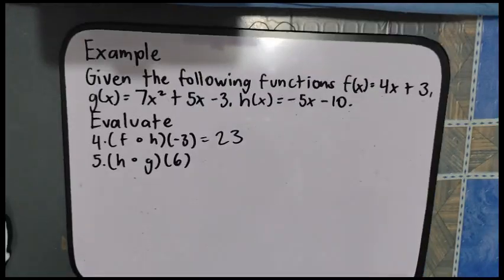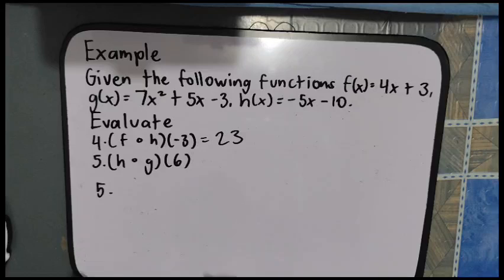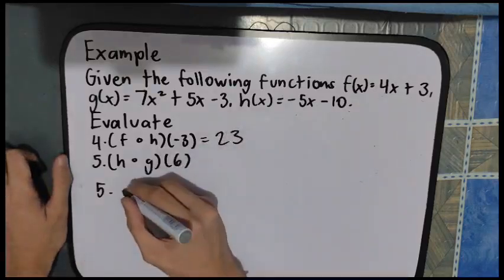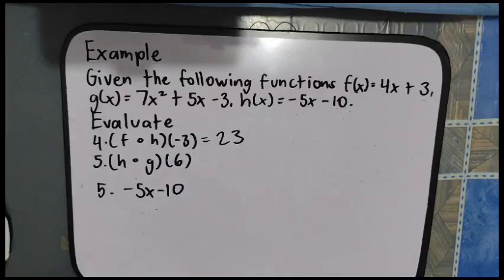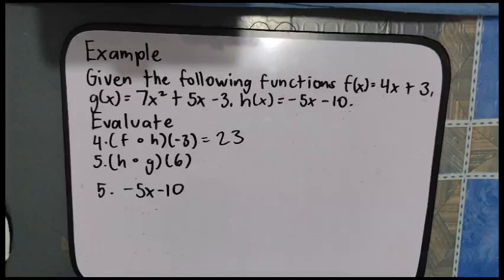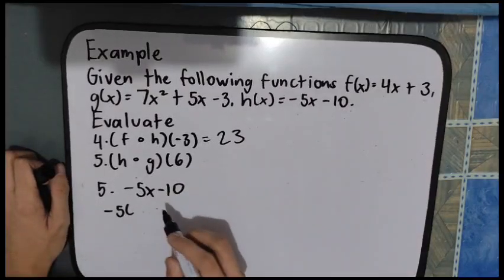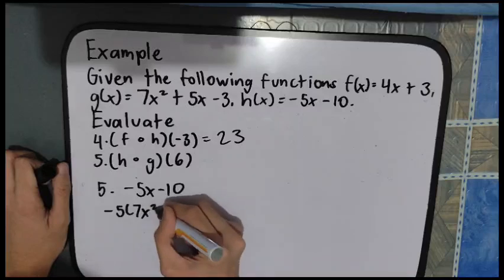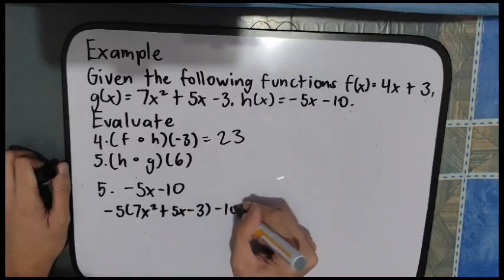Our last example will be h of g of positive 6. So we're going to start by copying h of x, negative 5x minus 10. Then substitute the output of g of x in x. So negative 5 times 7x squared plus 5x minus 3, and copy negative 10.